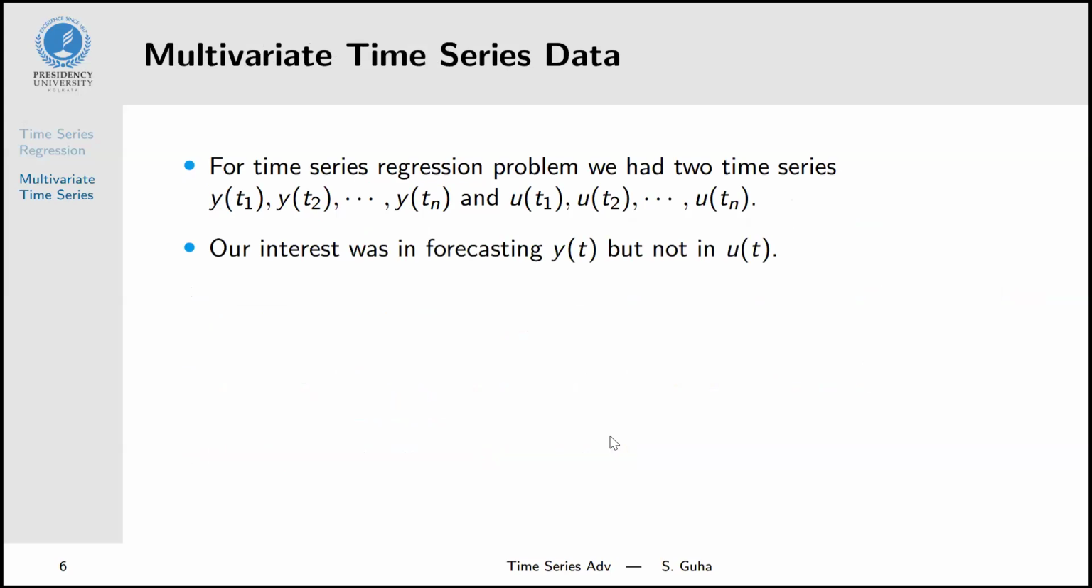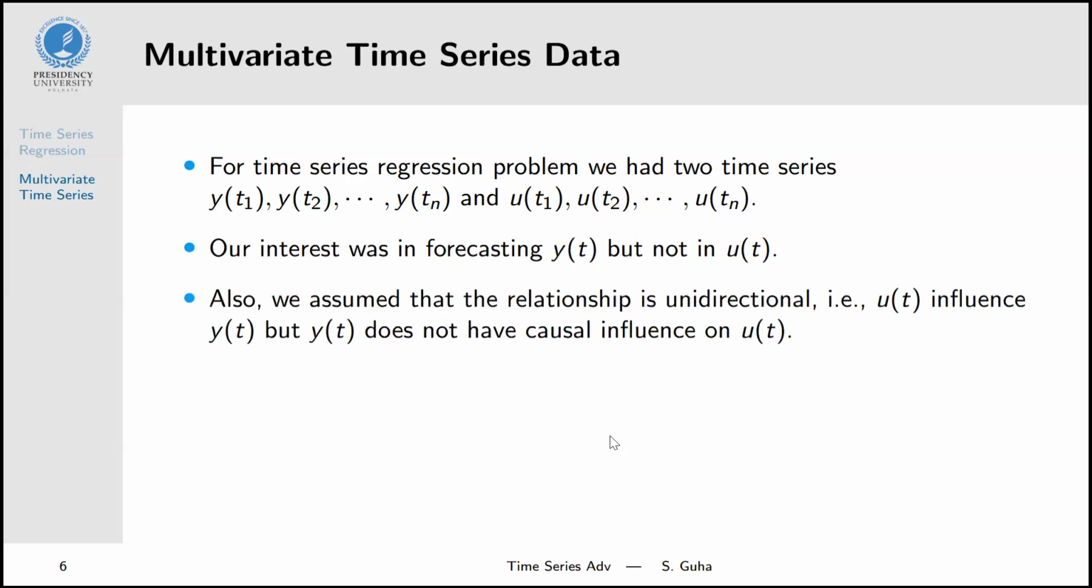Now, for the time series regression problem, we had two time series. One is the auxiliary time series, which is the temperature, and the primary time series is the number of patients. Our interest there was in forecasting this YT, but not the auxiliary time series. That means our interest was never to forecast what would be the temperature after 7 days.